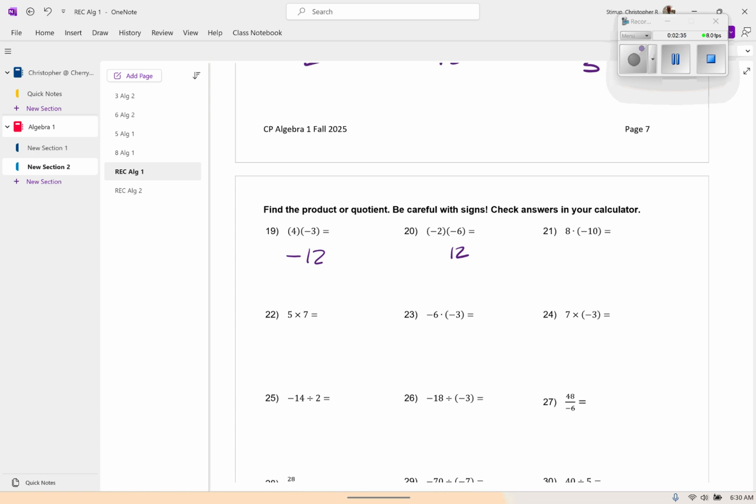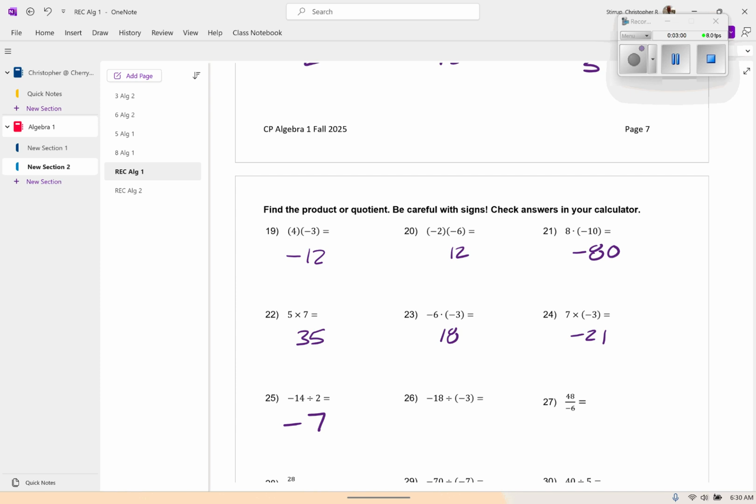8 times -10 is -80. 5 times 7 is 35. -6 times -3 is +18. Negative times negative. 7 times -3 is -21. Then we start dividing. So negative divided by a positive is going to be negative. So 14 divided by 2 is going to give you 7. You can just type that in directly into a calculator.